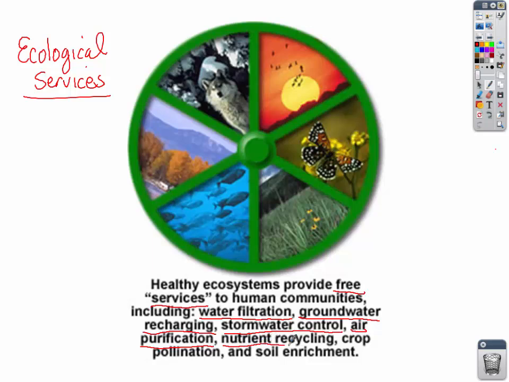Nutrient recycling, we talked a lot about how nature does that in the nitrogen cycle and the phosphorus cycle. Crop pollination, and the importance of bees and other insect species that do those things for us. Soil enrichment. These are the free services, processes by which the environment provides resources or benefit for humans. Another example would be a forest creating timber. Nature provides us with so much food and medicine. If you think about it, it's so important.